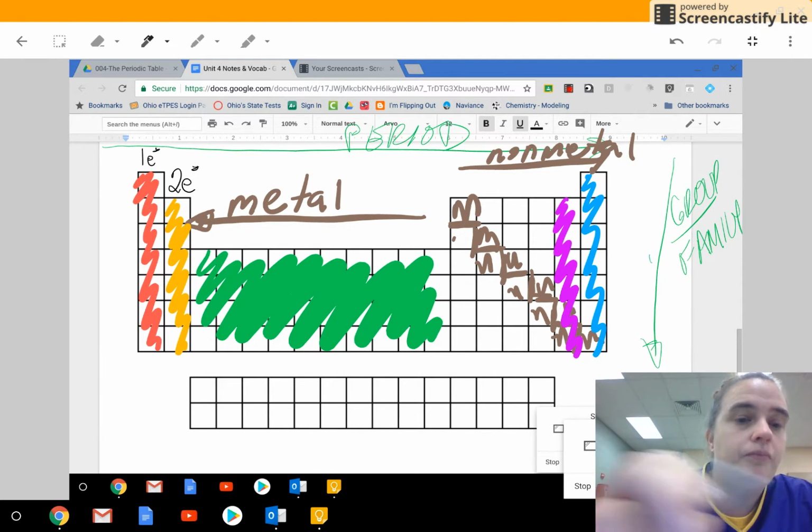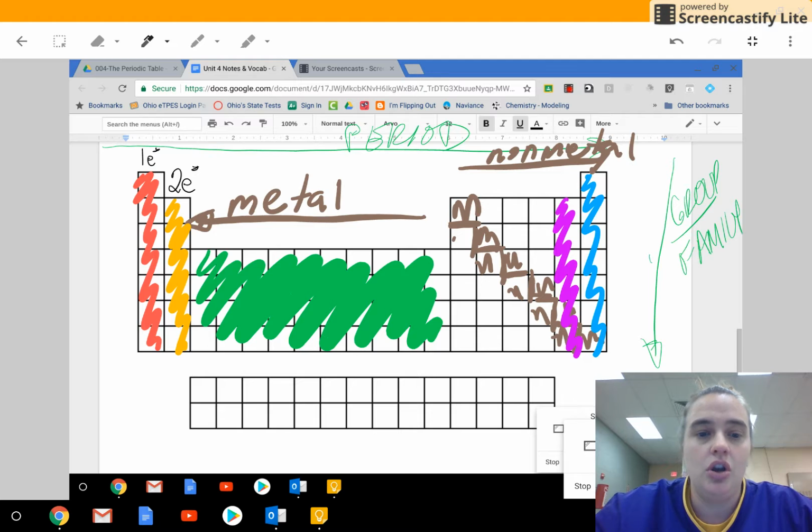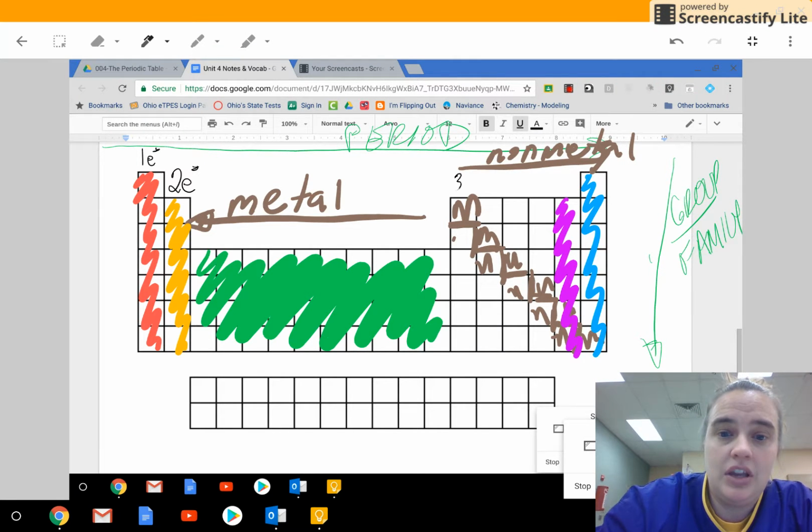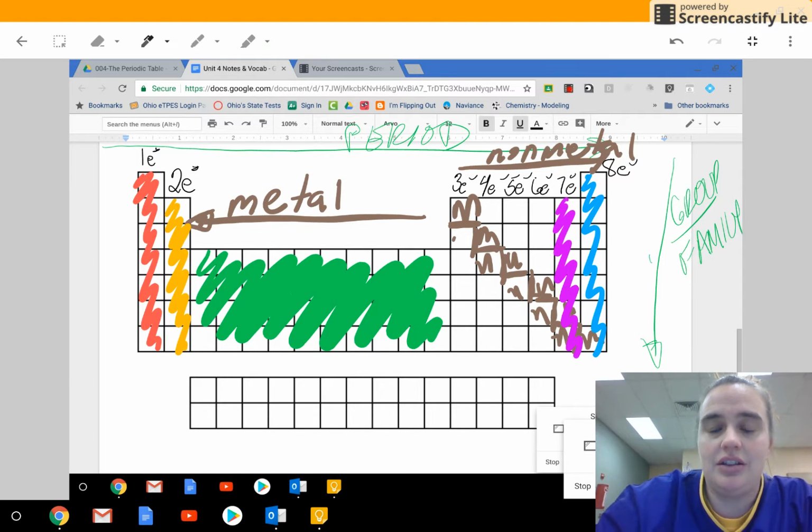Group 2 has 2 valence electrons. In terms of valence electrons, we skip the 3 through 12. We come over to group 13, which has 3 valence. 14 has 4 valence. 15 has 5 valence. 16, 6. 17, 7. 18, 8 valence.